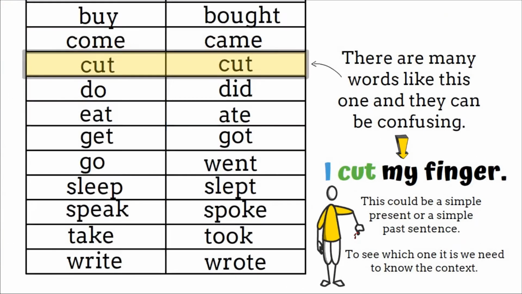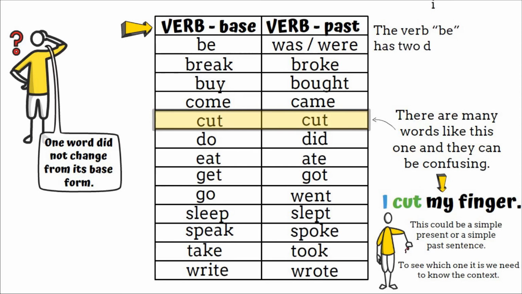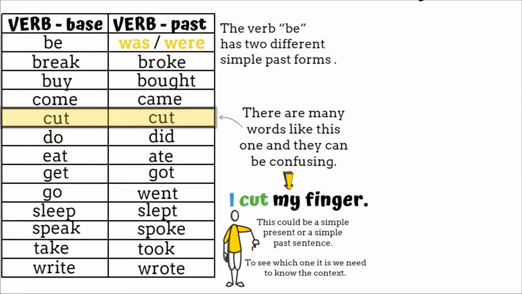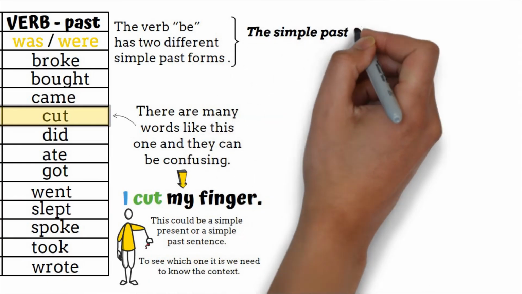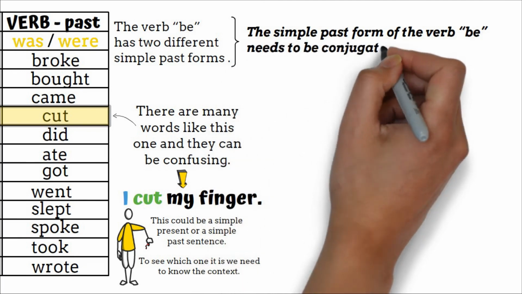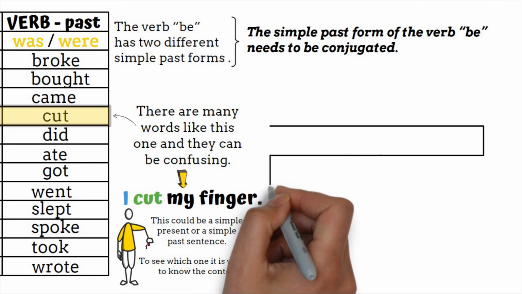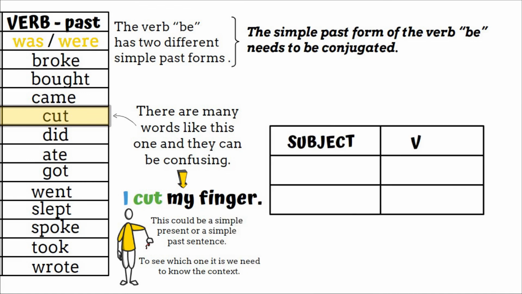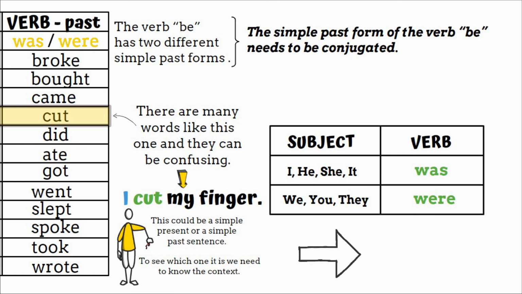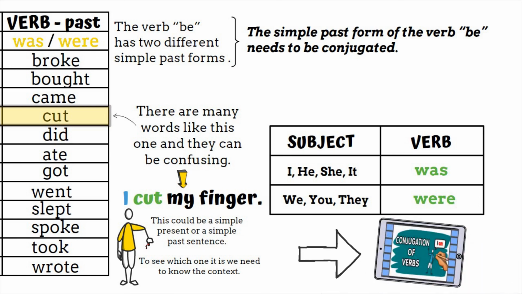Also, you have probably noticed that the verb be has two different simple past forms, was and were. This is because the simple past form of the verb be needs to be conjugated. Just like in this table. I, he, she, it was. We, you, they were. See this video if you want to know more about verb conjugation.